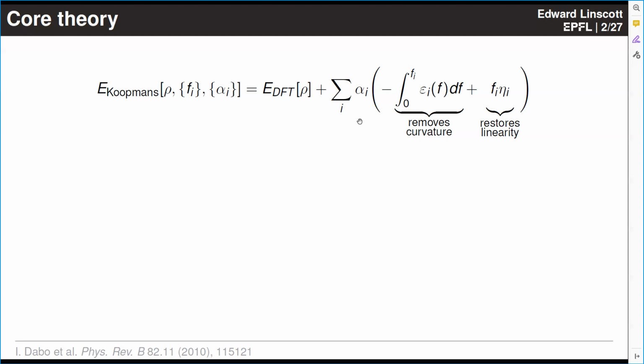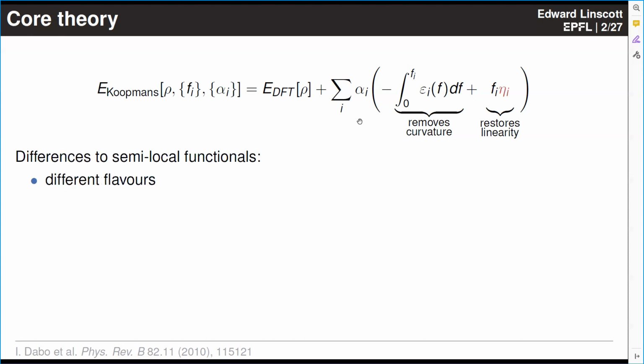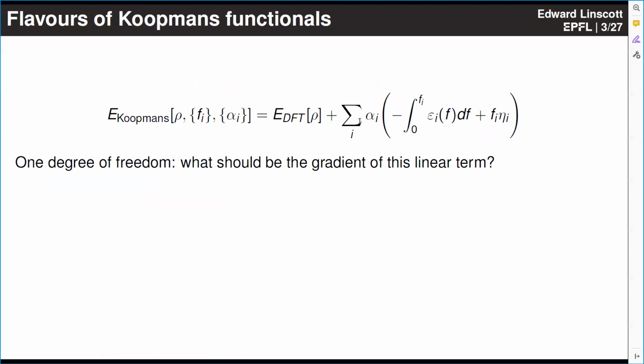Now, the key differences from this functional to a semi-local functional when it comes to actually performing these calculations are that we have these different flavors that we had mention of already. We have this orbital density dependence, and we've got screening that we need to account for. So I'm going to talk about these now in more detail. Firstly, the different flavors of Koopmans functionals.